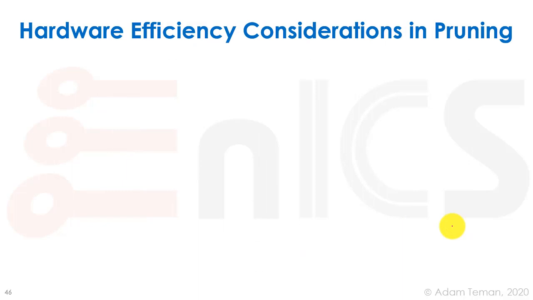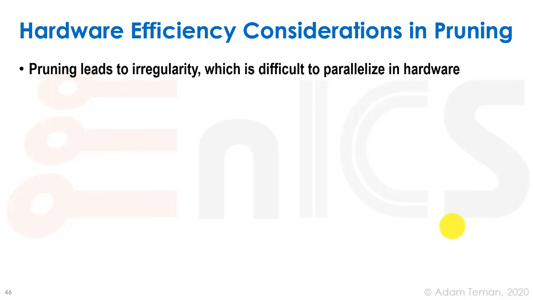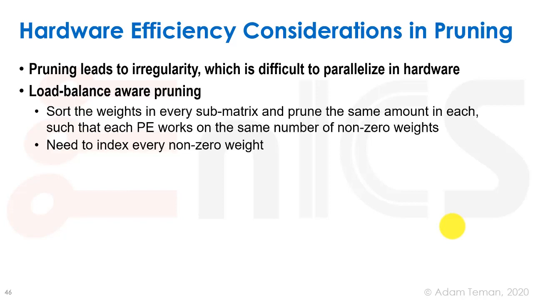So we should consider some hardware efficiency things when we're doing pruning, because pruning leads to irregularity, and this is really difficult to parallelize in hardware. So on the one hand, we can do load balancing during pruning. We can sort the weights in every submatrix and prune the same amount in each, such that each processing element works on the same number of non-zero weights. However, we still need to index every non-zero weight, and that's kind of hard.